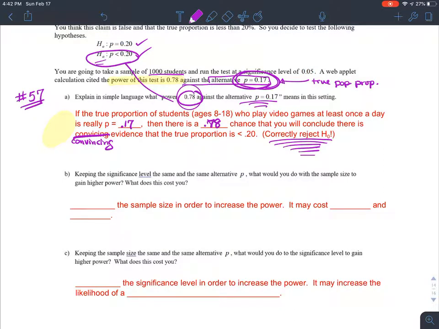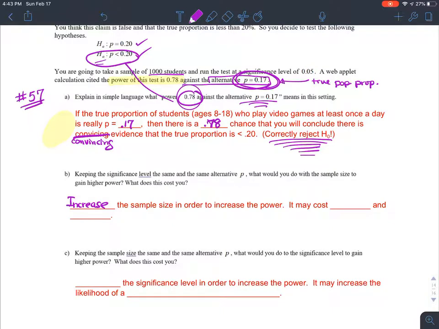It says if you were to do this same test here, keeping the significance level the same. So we're going to keep it at, did they name it here? I guess they didn't even, oh yeah, 5%. And keep the same alternative p. Okay? What would you do with your sample size if you wanted to gain higher power? You want to increase the odds of correctly rejecting the null hypothesis. And in doing this, what is this going to cost you? Okay? Well, if you want to increase your power, you should increase the sample size.